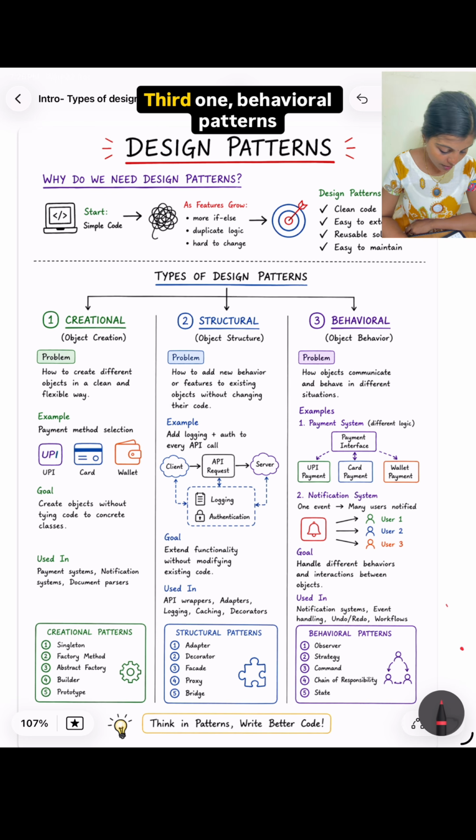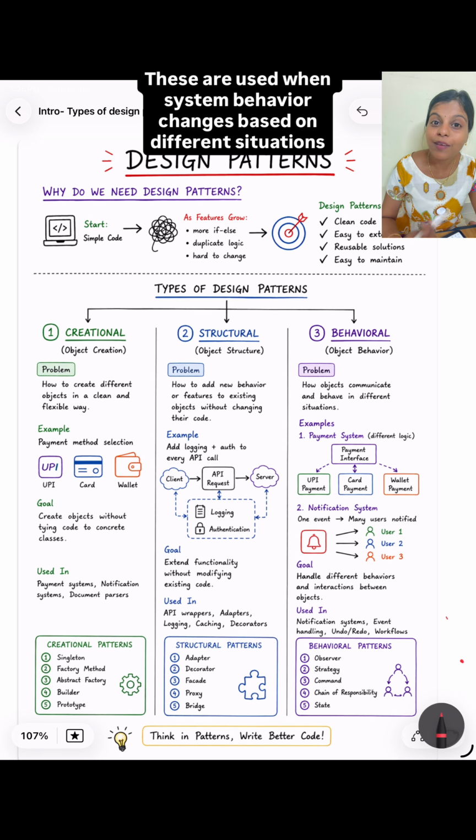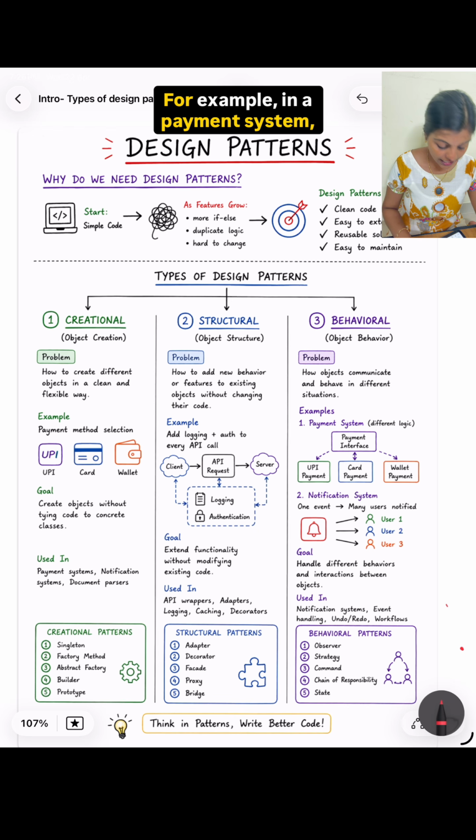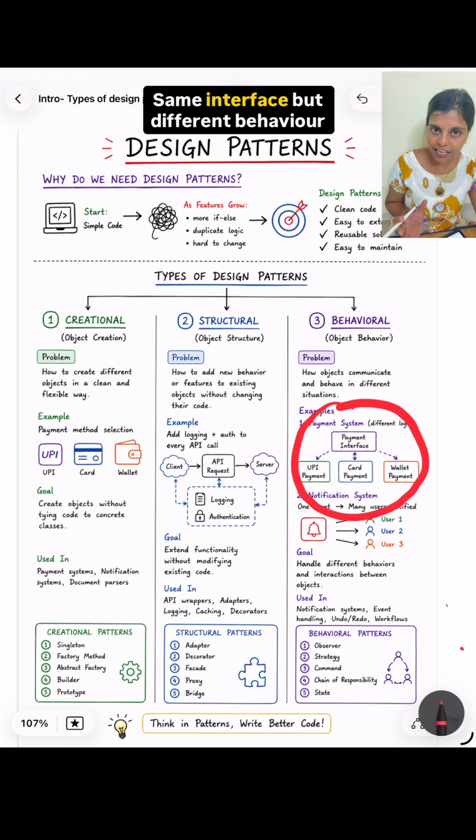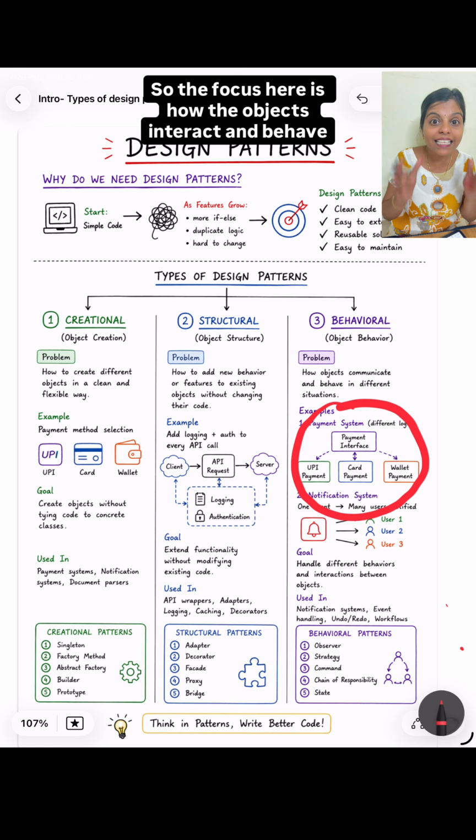Third one, behavioral pattern. These are used when system behavior changes based on different situations. For example, in a payment system, UPI has one flow, card has one flow and wallet payment has another flow. Same interface but different behavior. So the focus here is how the objects interact and behave.